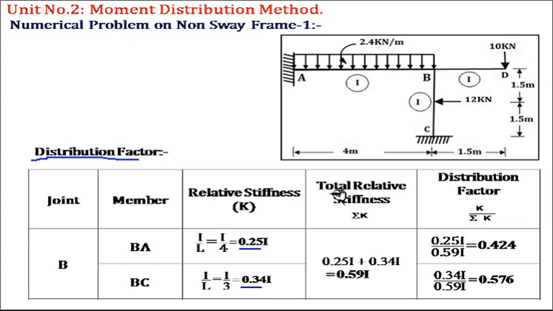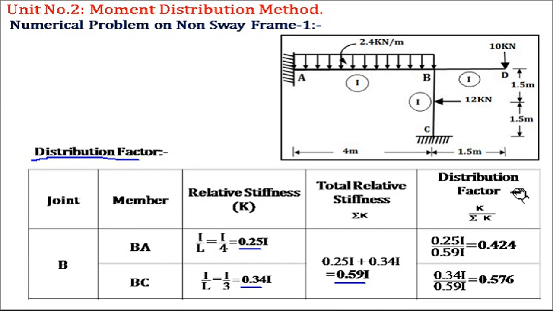Now next is to find out the total relative stiffness. Total relative stiffness is nothing but the addition of relative stiffness of the different members connecting at a joint. So the relative stiffness of member BA is 0.25 I, the relative stiffness for member BC is 0.34 I, and the addition of these two is 0.59 I.